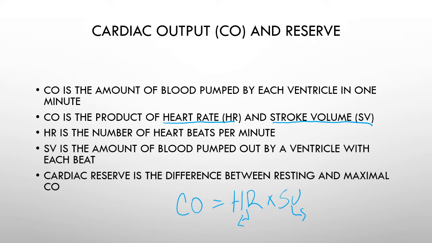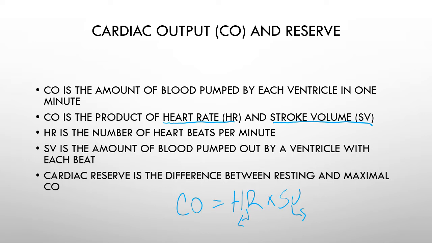So the heart rate is just simply the number of contractions or the number of beats in a particular minute. The stroke volume is the amount of blood actually ejected from the ventricle with each contraction that is there. And that's going to allow us to calculate what our cardiac output is.